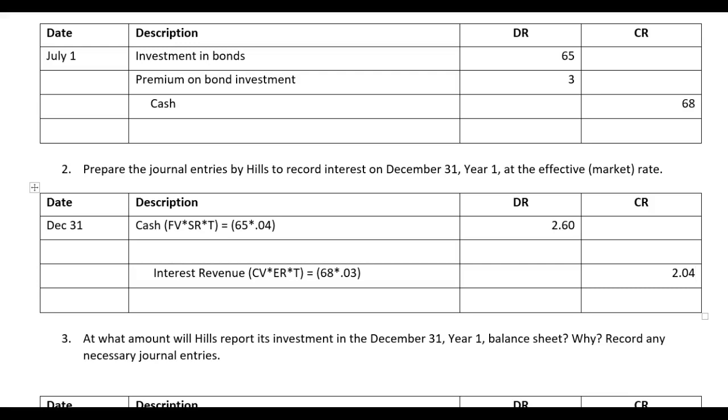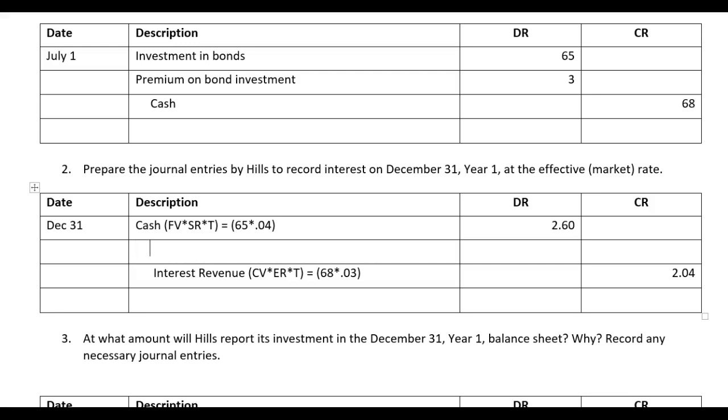Now, wait a minute, it's less than the cash. Well, we expect that because remember, the company is paying us an 8% return per year, but the bonds are priced down to only return 6%. So our revenue from the interest on this is going to be more at the 6% level. So it's going to be lower than the cash that they actually pay us. Now, where does this difference go?